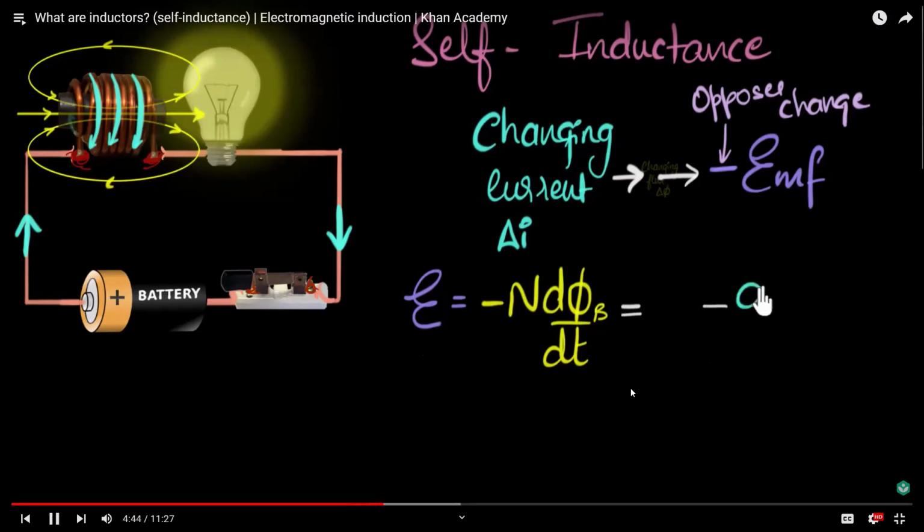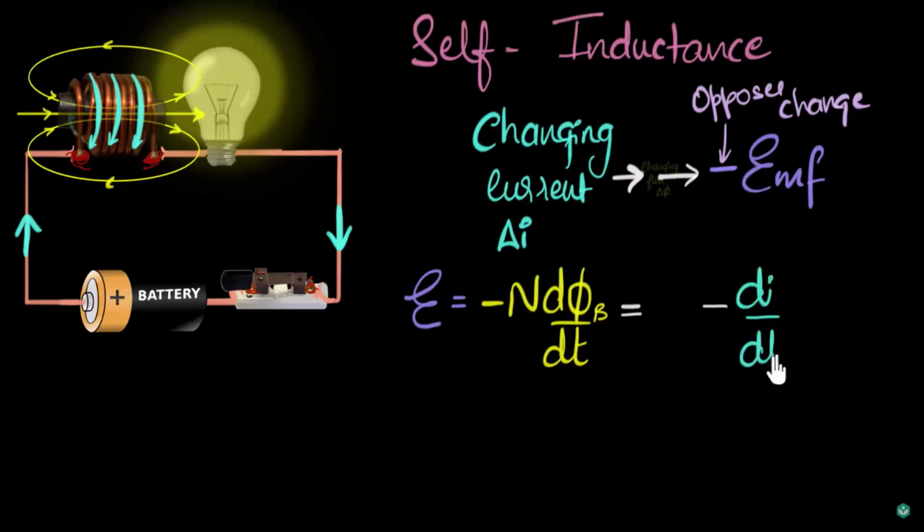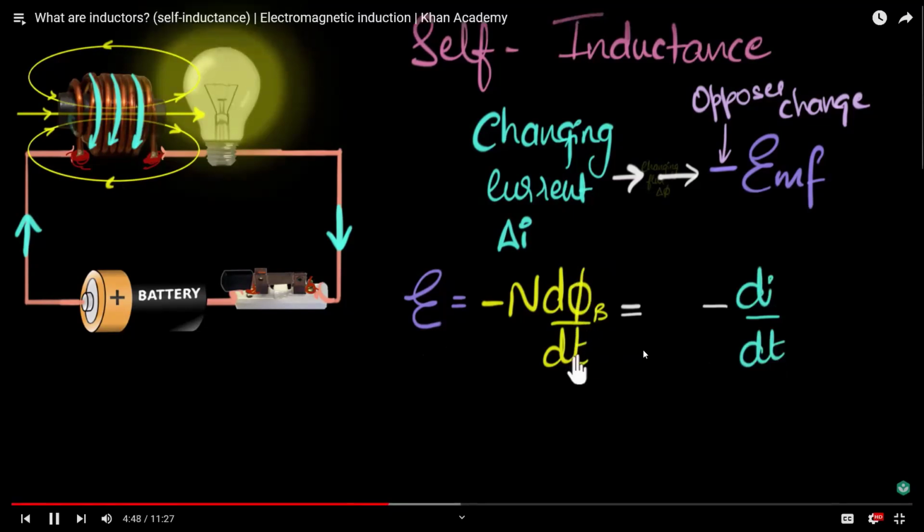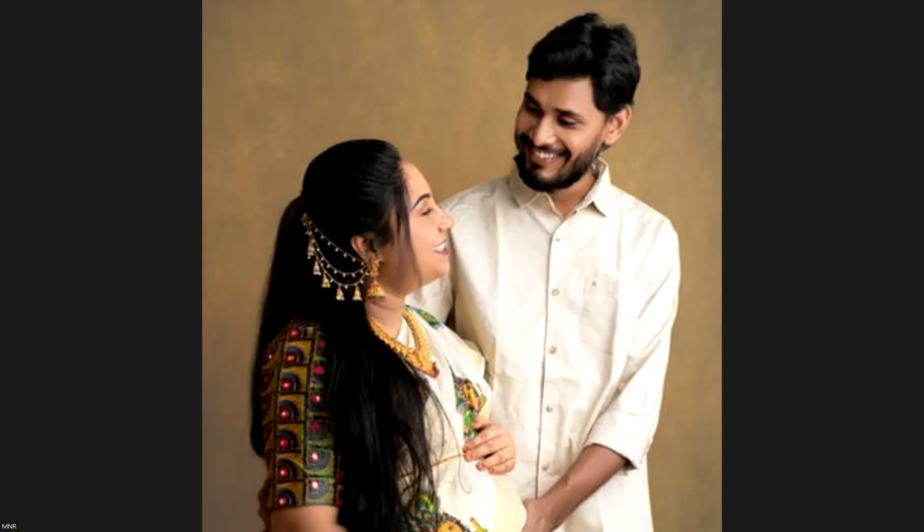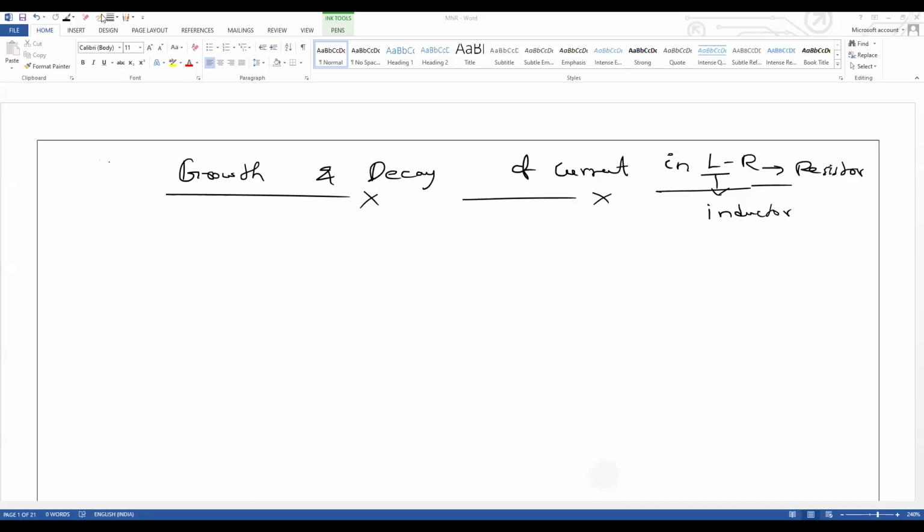The induced EMF in a coil is equal to minus L into di by dt. We're basically saying the flux is changing because the current is changing, right? And it's proportional, so there should be some proportionality constant. That constant is represented by L. We call it self inductance. Understood? Now, do you all remember what inductance is? Clear, guys? Yes, sir. So now from here we'll continue.